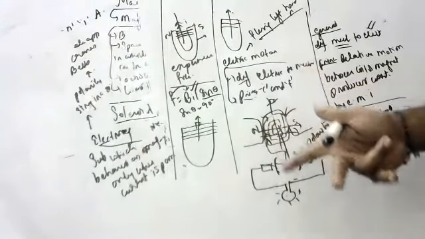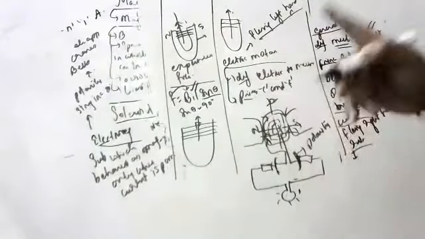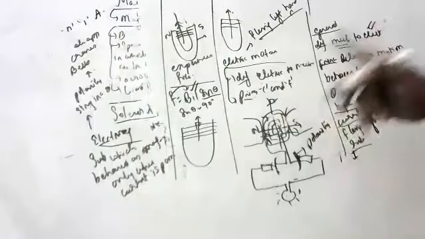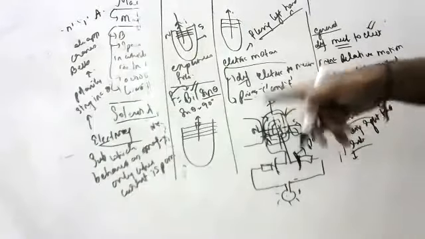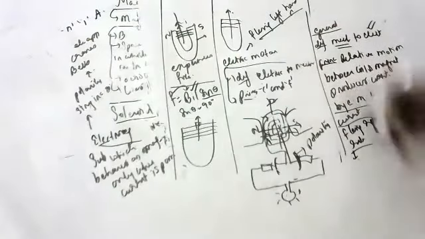When three fingers of the right hand are stretched in mutually perpendicular directions, then the central finger gives the direction of current, the forefinger gives the direction of magnetic field, and the thumb gives the motion of the conductor. In this direction, it is moving. In a motor, the thumb gives force. Here, the thumb gives the motion of the conductor. Okay, children, this is a generator.